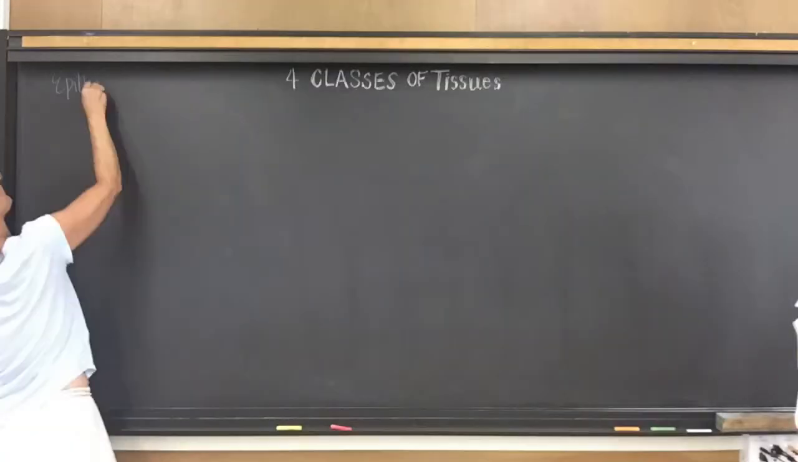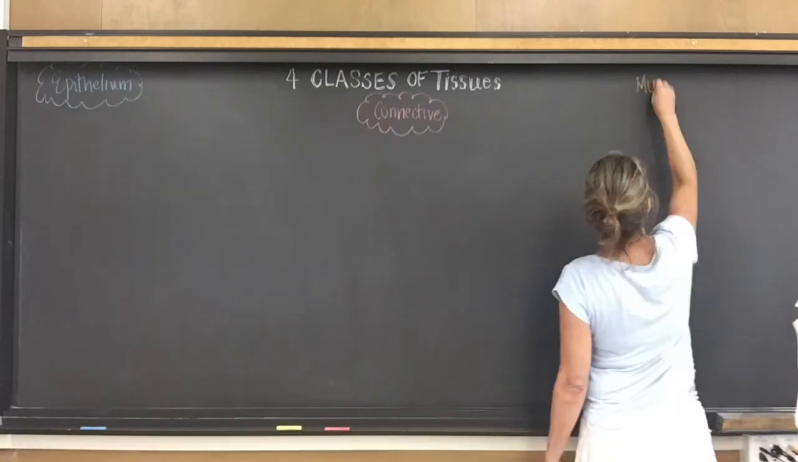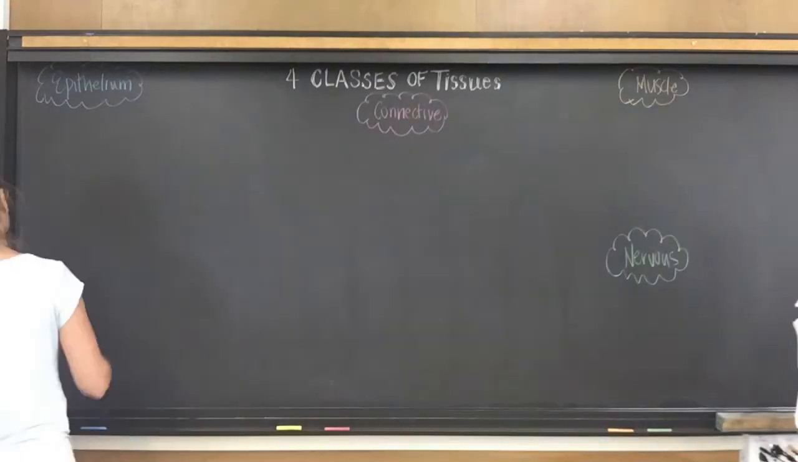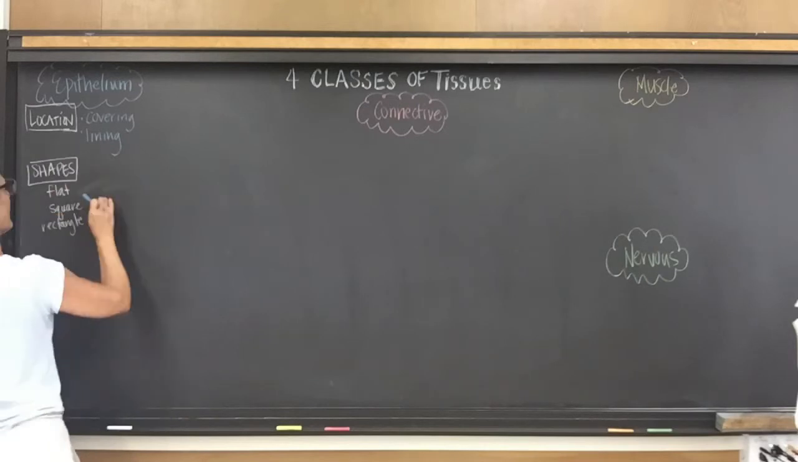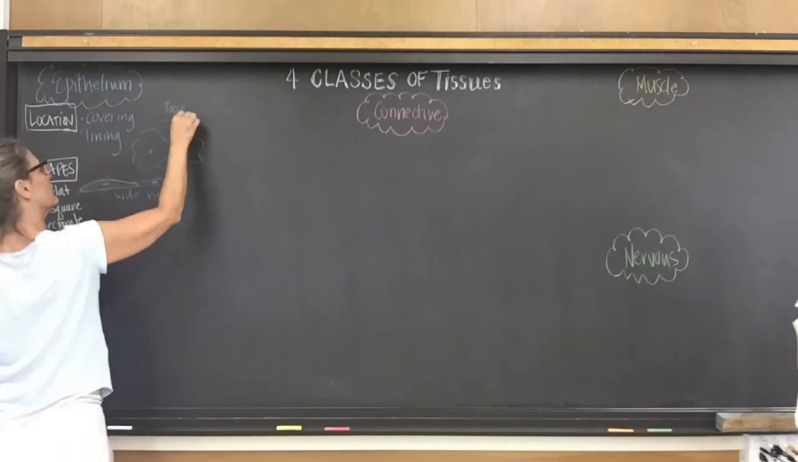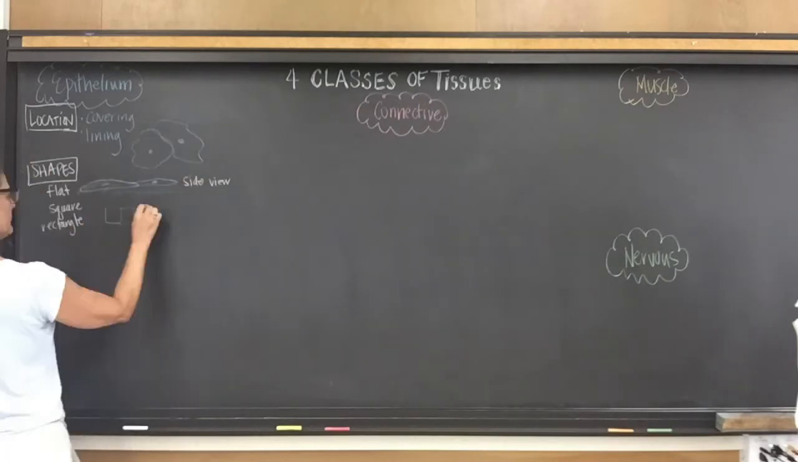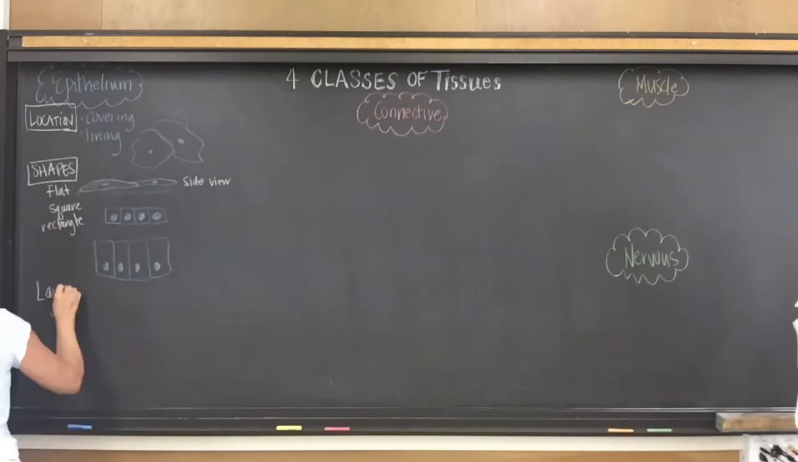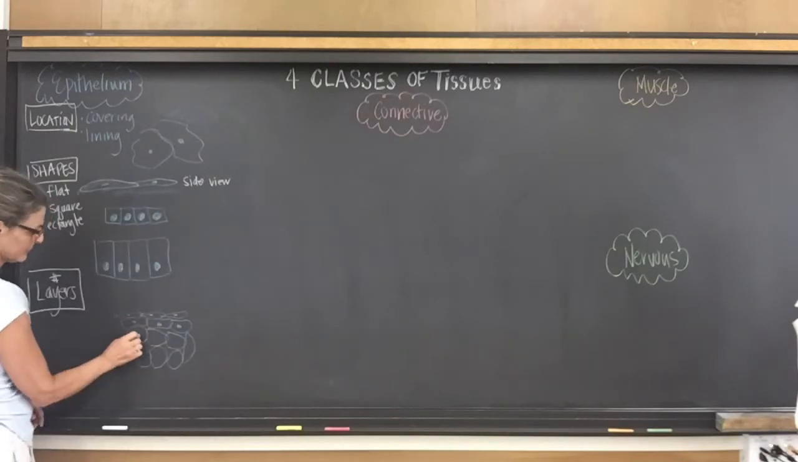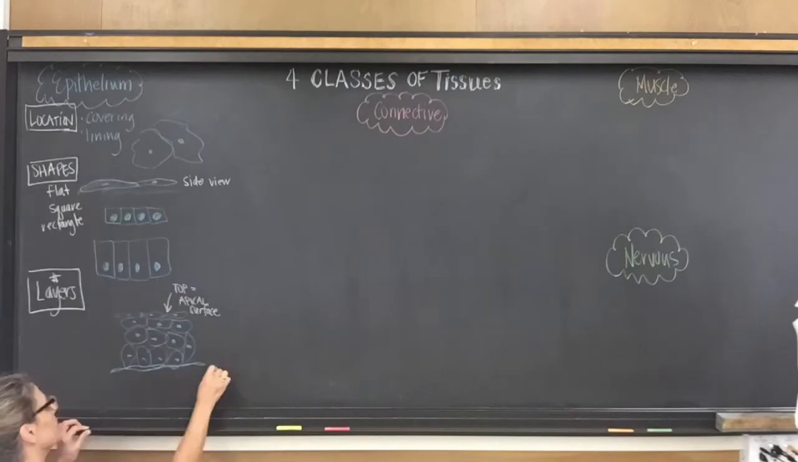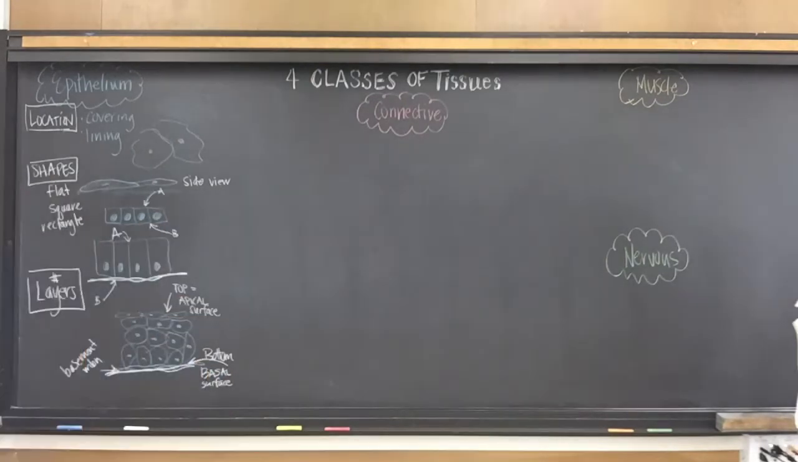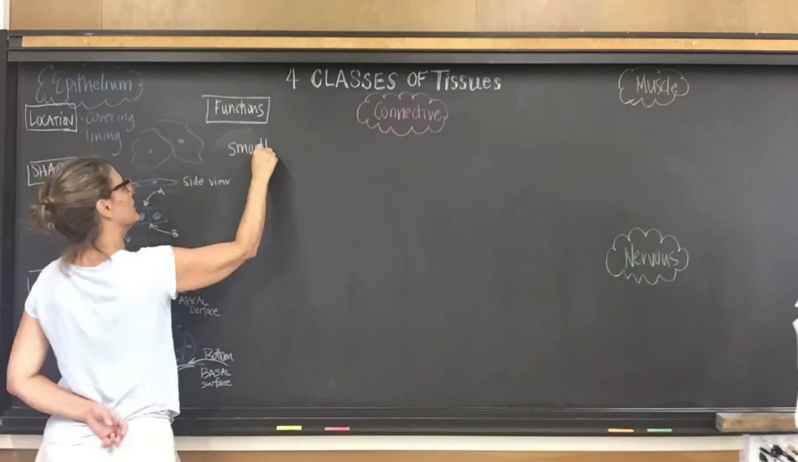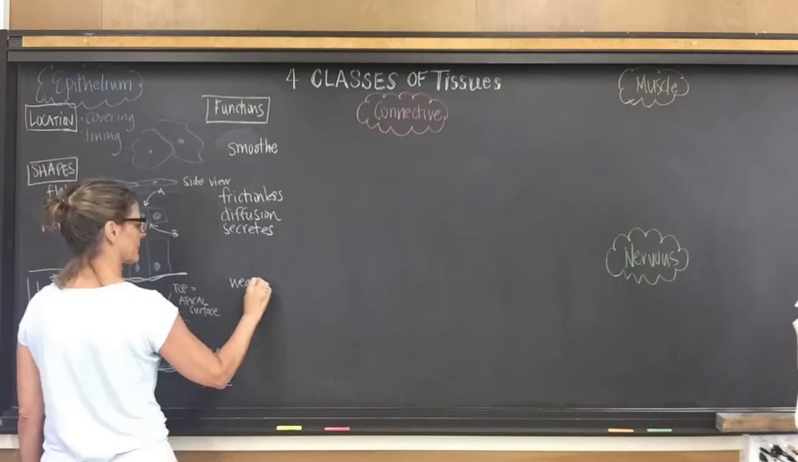There are 4 different classes of tissue. This video is going to be about epithelium. Epithelial tissues are made of cells that come in 3 primary shapes: flat, cuboidal, and columnar, and different numbers of layers that affect what their function is. If they're a thin little single layer, they're probably better at diffusion and being smooth and frictionless. If they're a bunch of layers, they're probably better at reducing wear and tear.